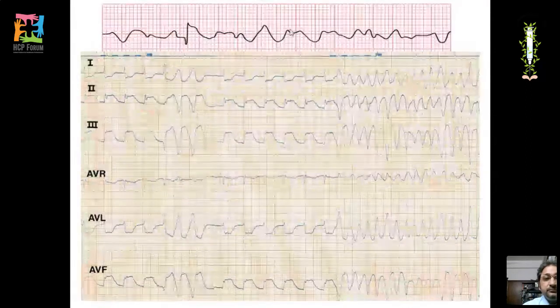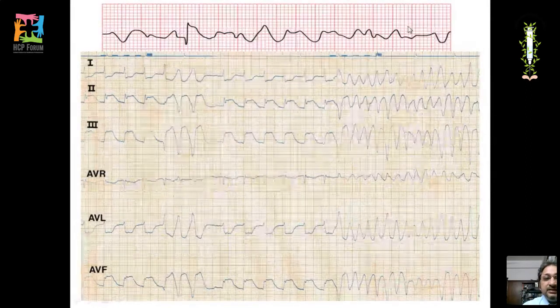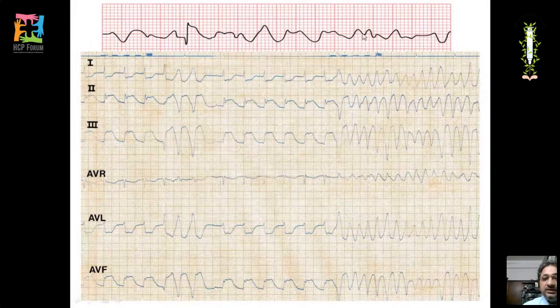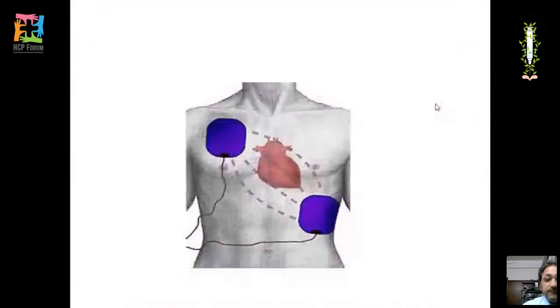This is a classical ECG of ventricular fibrillation, totally chaotic rhythm, no P, QRS, nothing is discernible. And this is also a very classical ECG where you find the R on T phenomenon going into a polymorphic ventricular tachycardia. Why polymorphic? Because all the QRS amplitudes and the morphologies are different. So this is a polymorphic ventricular tachycardia. So what it needs is a defibrillation.